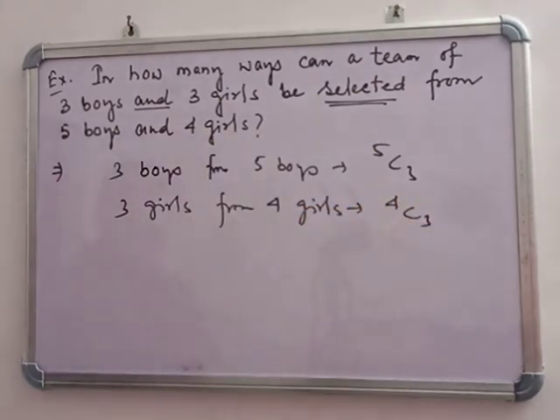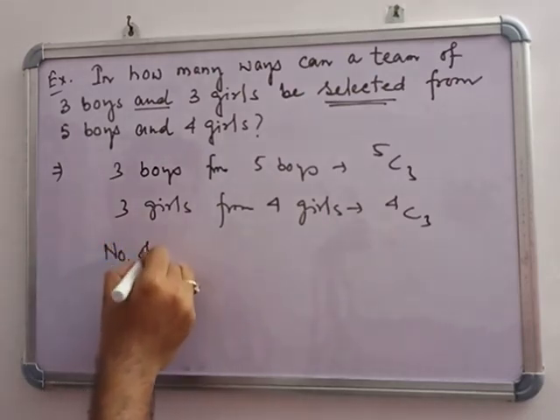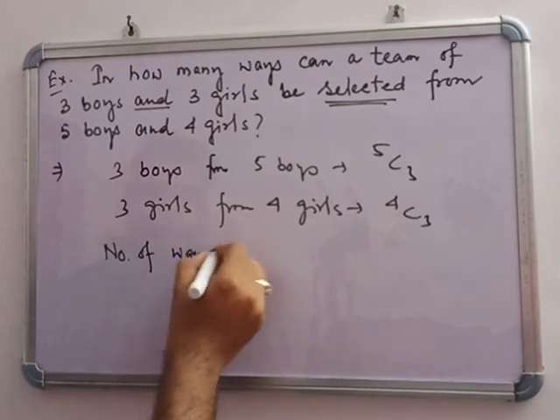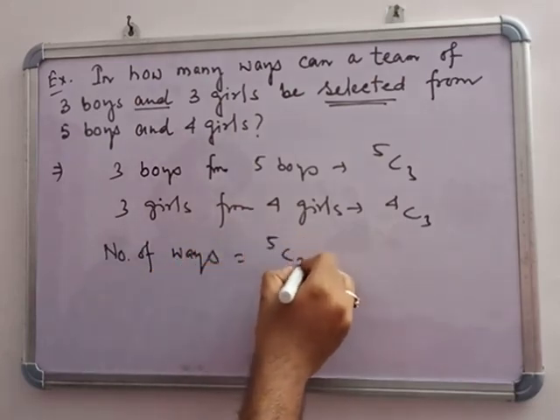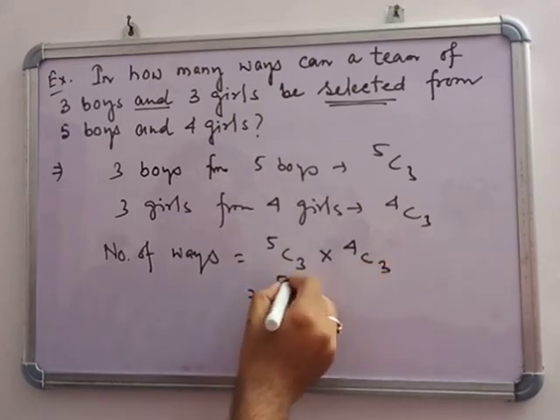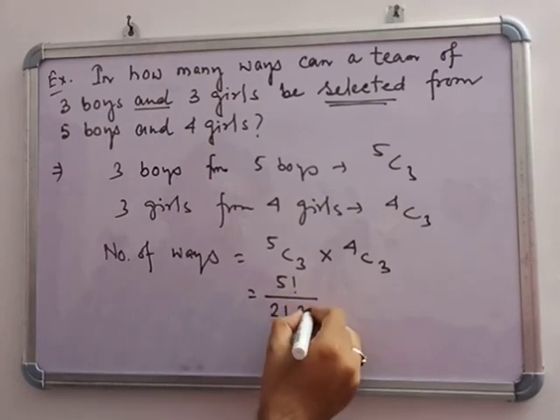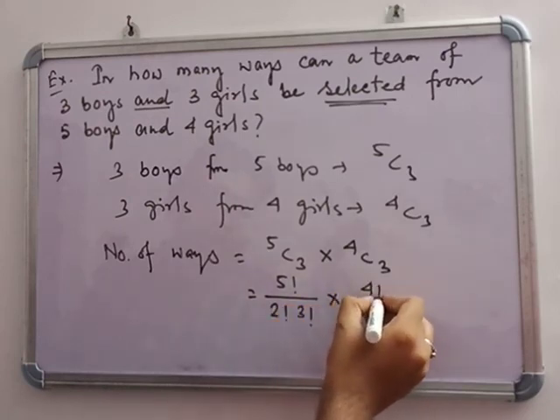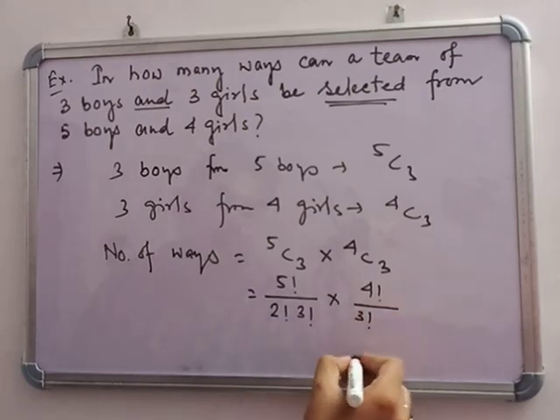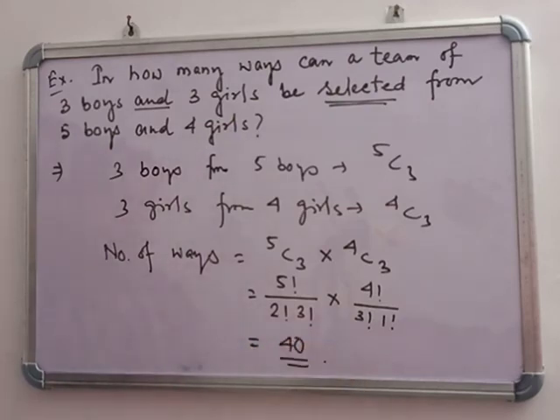So now since it says "and", you have to multiply. So number of ways equals 5C3 into 4C3. That means 5 factorial by 2 factorial into 3 factorial, times 4 factorial by 3 factorial into 1 factorial. So if we calculate it, we get 40. Okay, so 40 is the answer. Next one.